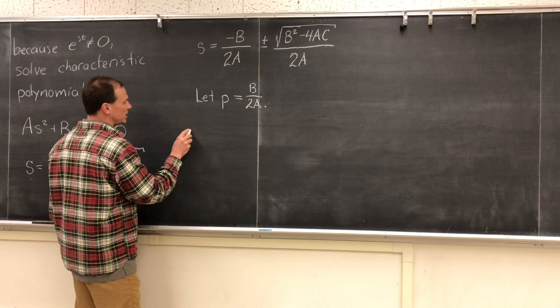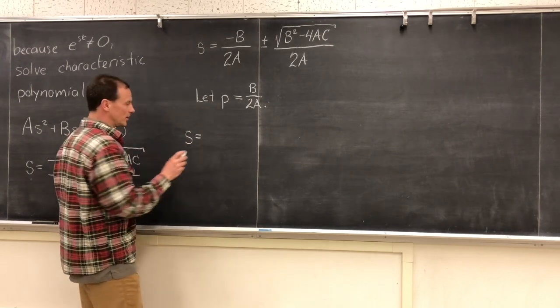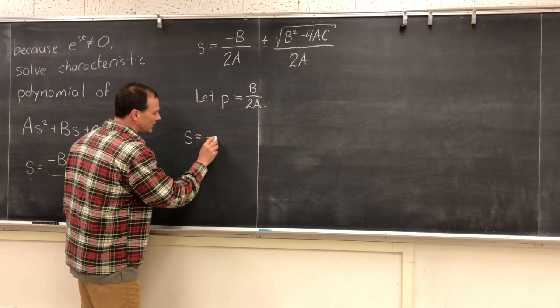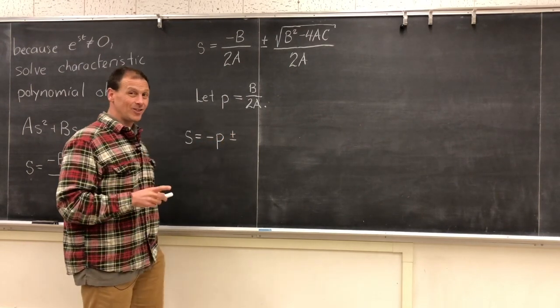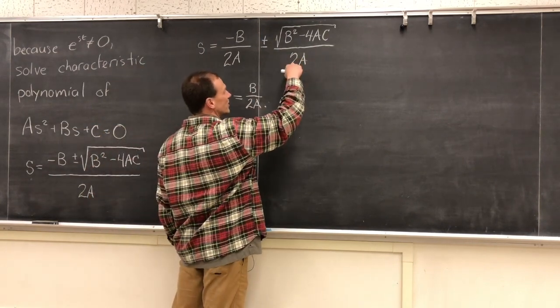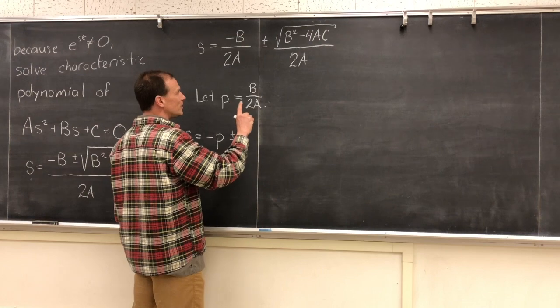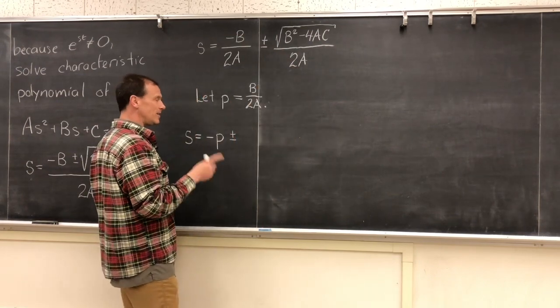So that gives me that s is equal to, we're going to do a few things here. First off, we get minus p plus or minus. Now we're going to continue to unsimplify. Notice that I have another fraction. So what I'm going to do is put this 2a into that radical and then deal with my fraction.